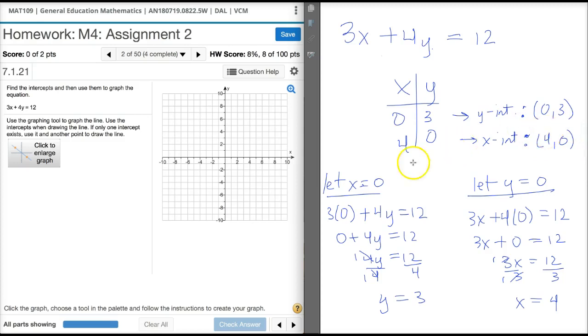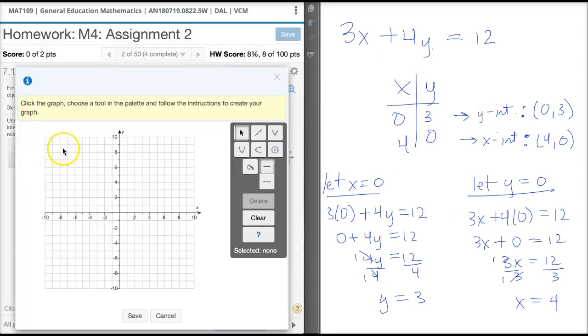So now that we know that, we come here and we click on this icon. And what they want us to do is to use this graphing palette, and we're going to use this particular tool here, which is called the line tool. Now, when we click it, do you see how the points are changing in your upper right hand corner of this small window here?